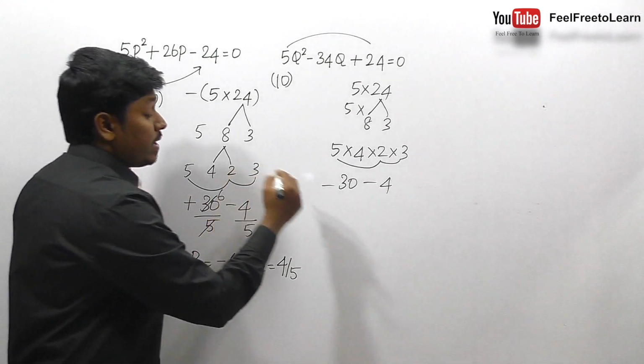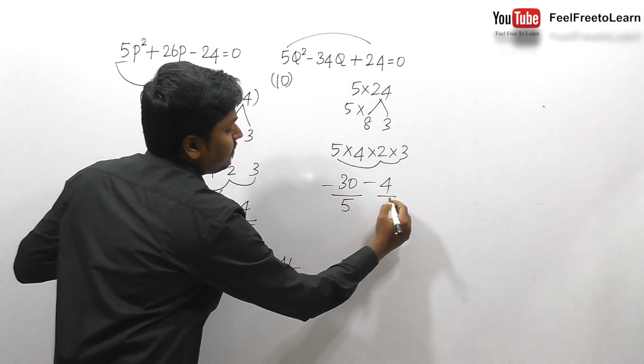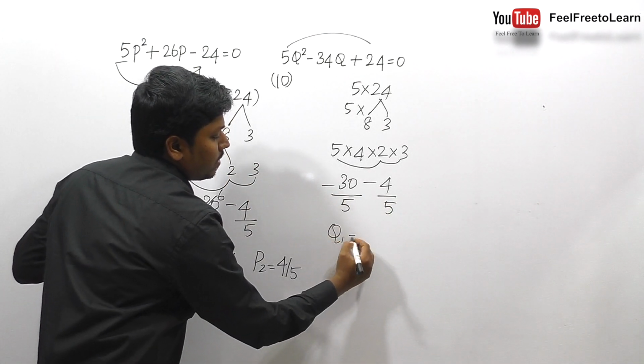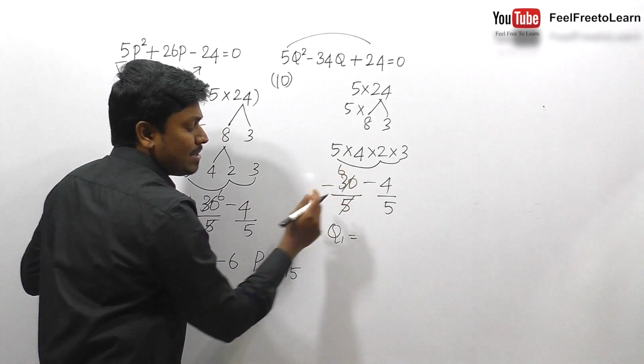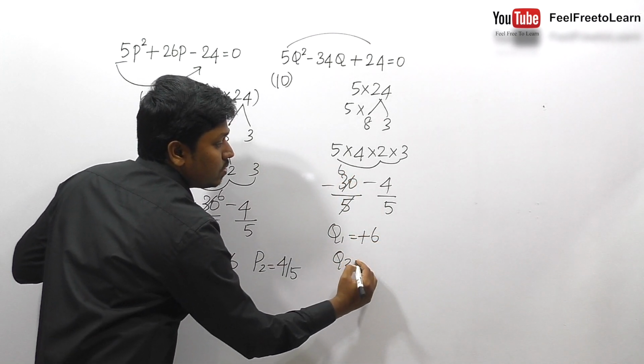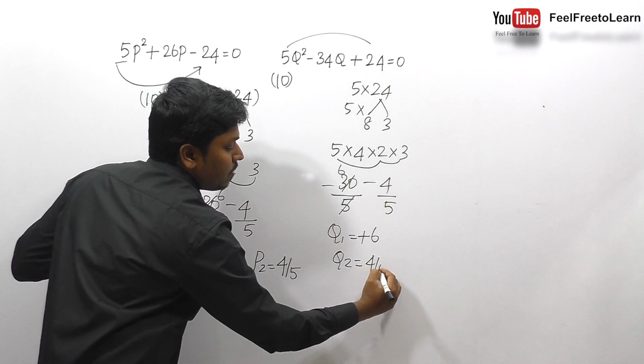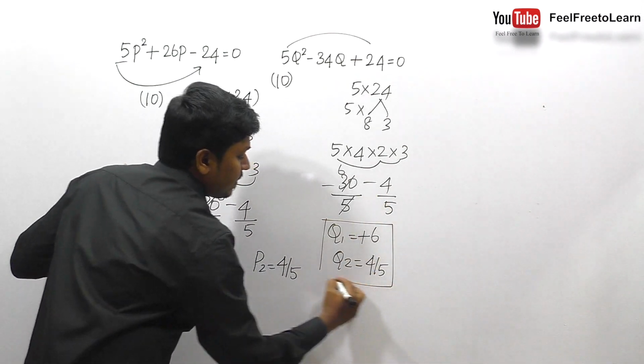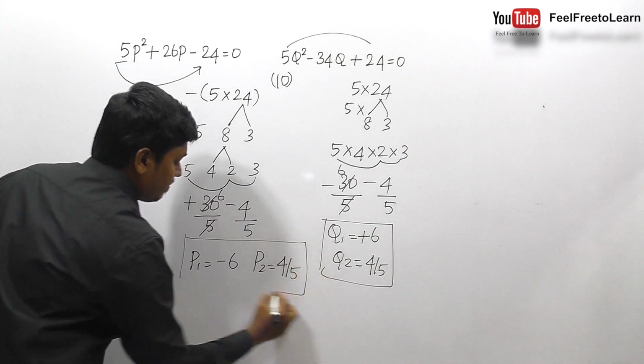So before q square, we have a constant 5. So divide by 5 and divide by 5. So q1, when we cancel this, the result will be 6. So here it is minus 6, but while writing it should be plus 6. And q2 will be minus 4 by 5, but while writing it should be plus 4 by 5. So finally we found the factors of p and q.